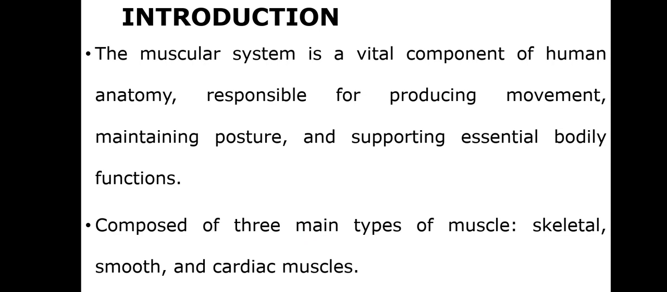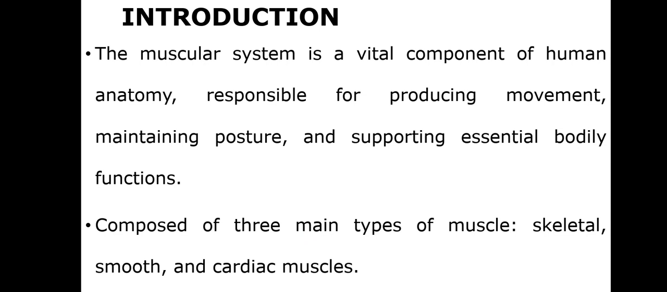Remember, the heart beats, right? It's able to contract, it's able to relax, and for it to be able to do so, it has what we call the cardiac muscles. So the recap on this slide is that the muscular system is a vital component of human anatomy. Why? Because it helps us provide movement and maintain posture, as well as perform various bodily functions, which we're going to cover in this session.